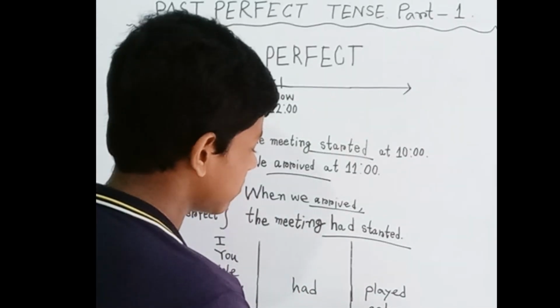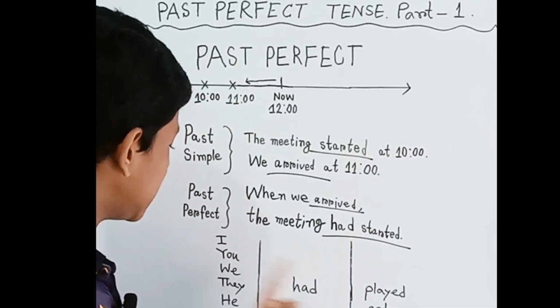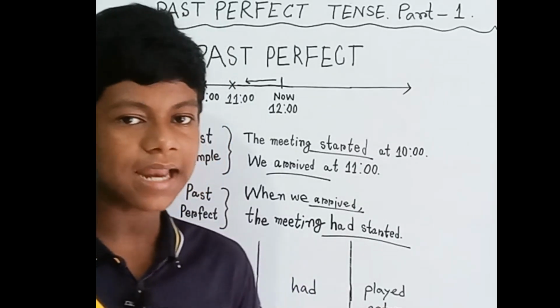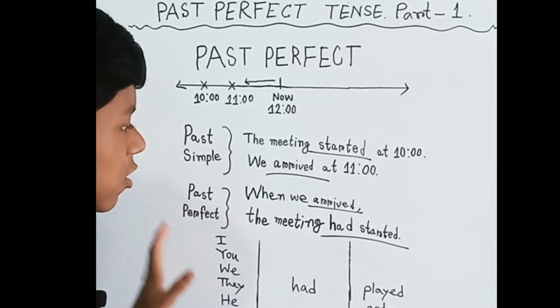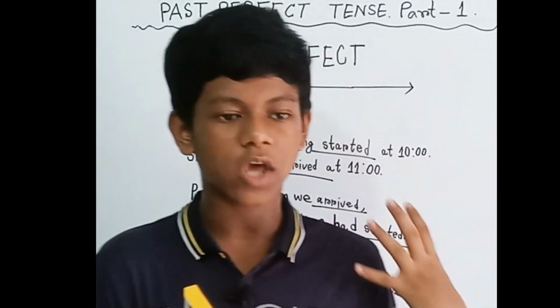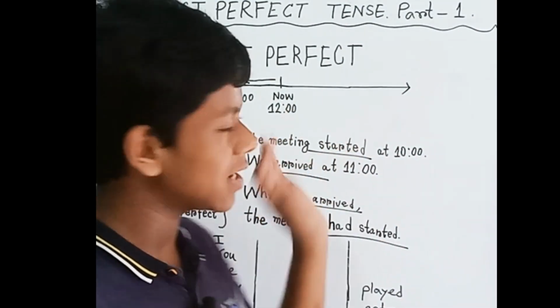Same with eaten. I had eaten, you had eaten, he had eaten, Arjun had eaten, they had eaten. So this is a short introduction to past perfect tense.